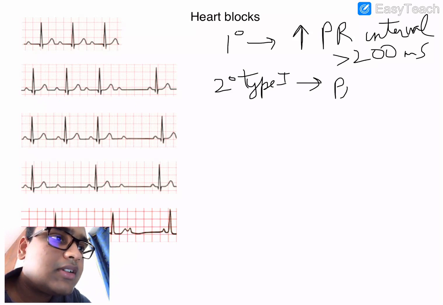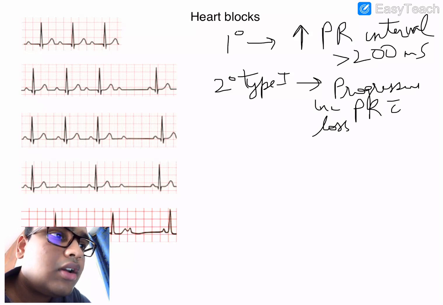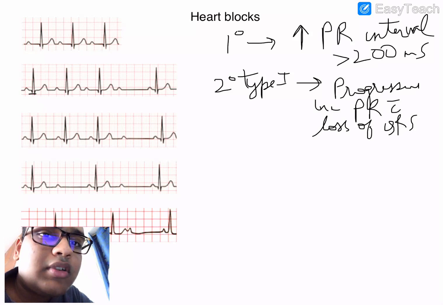So this is progressive increase in PR interval with subsequent loss of QRS. So there is progressive lengthening of PR with subsequent loss of QRS. Then the whole cycle begins again.